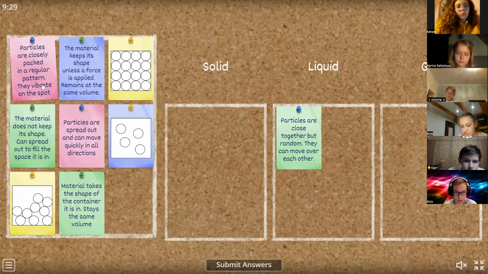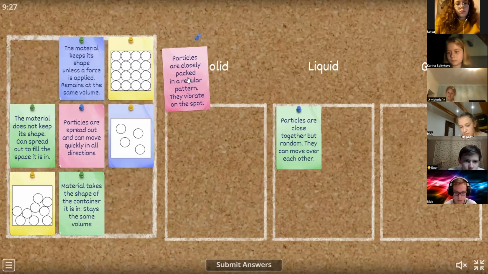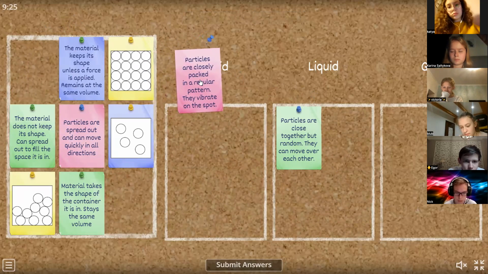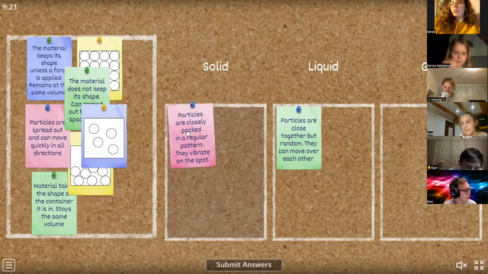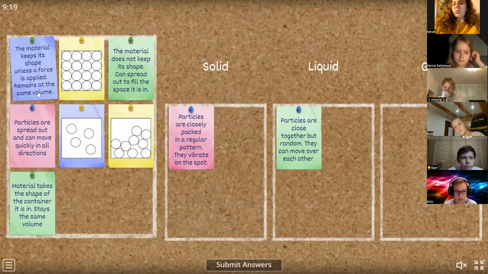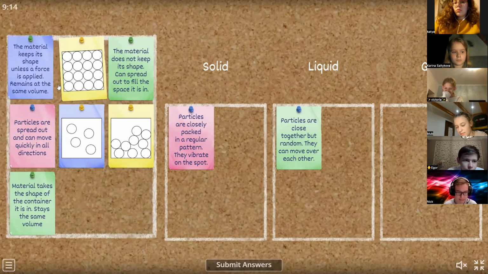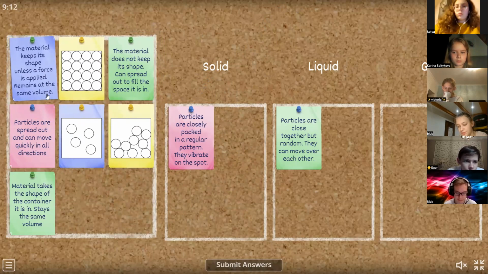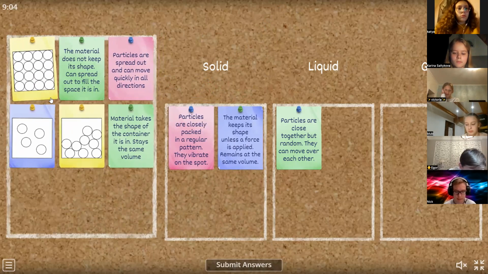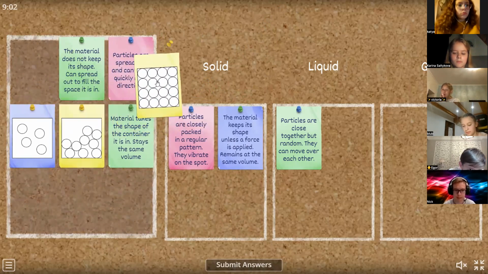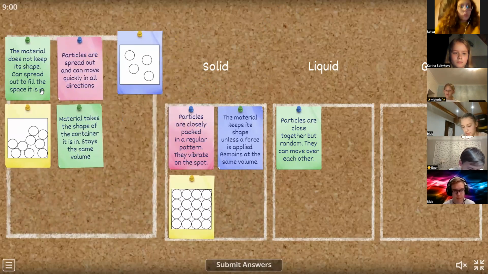Good. But when are they packed together and vibrate but don't move? Which one? It is solid. Solid, Igor. Good. Which state has a fixed shape and fixed volume, so it does not change shape and volume? It's solid. Good. And what picture is this for? Solid. Great.